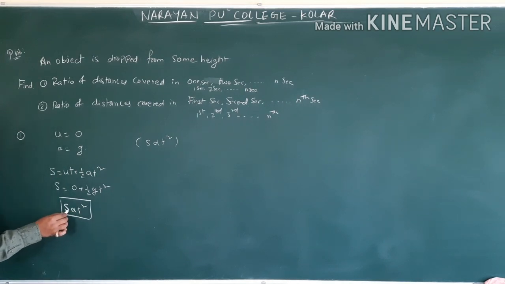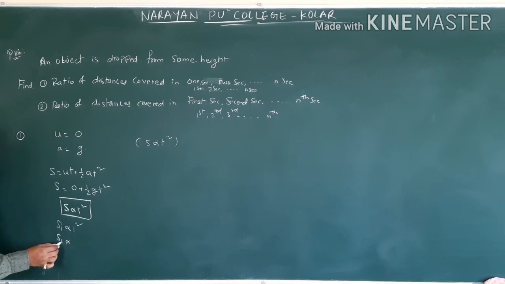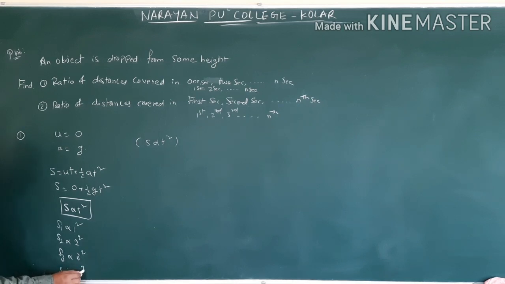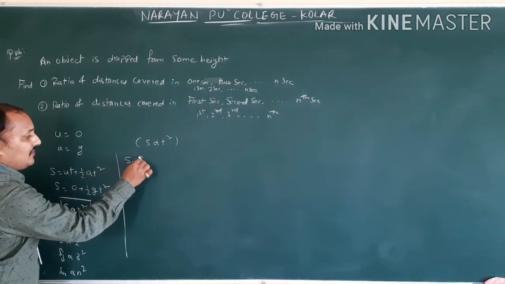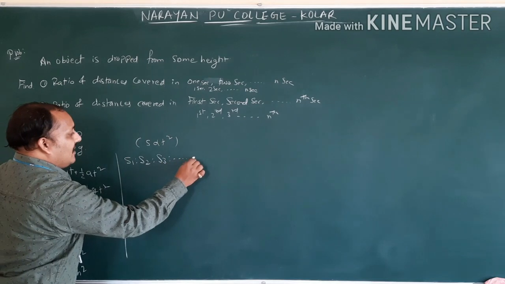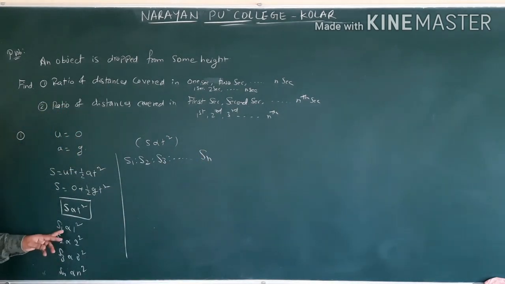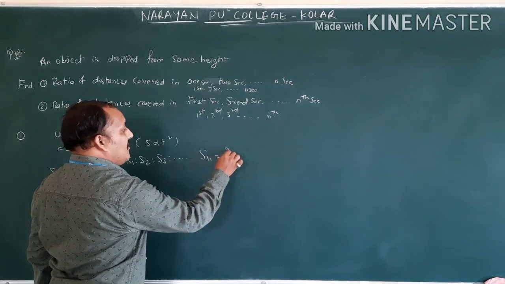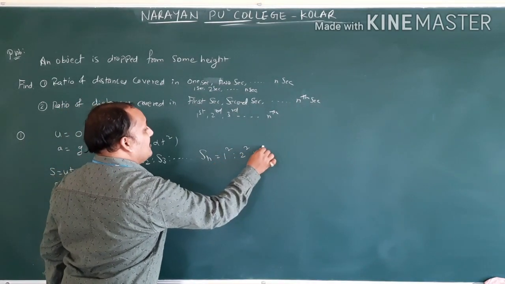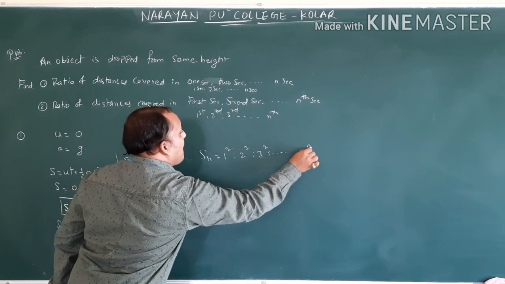So first we will see this one. The distance covered in 1 second, we can assume S1. S1 is directly proportional to 1 square. S2, S2 means in 2 seconds, in place of t how much? 2 square. S3 and so on directly proportional to 3 square and so on. Sn is directly proportional to n square. Now what is the ratio? Ratio means S1 is to S2 is to S3 is to and so on Sn. So 1 square is to 2 square is to 3 square is to and so on n square.